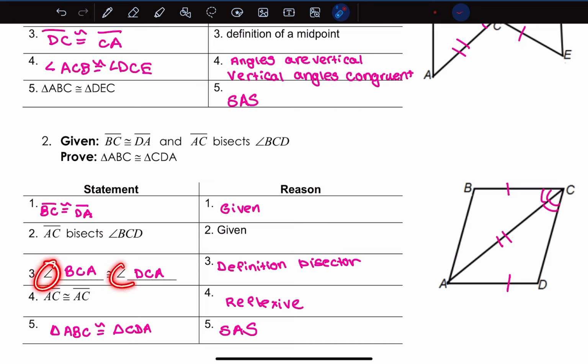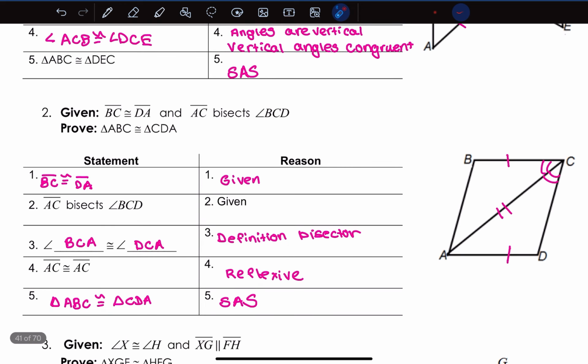So start filling in what was given. Here they give us the angle symbol, so we know that I have to fill in that angle BCA is congruent to angle DCA by definition of a bisector. AC is congruent to AC, reflexive, and therefore the triangles are congruent by side, angle, side.